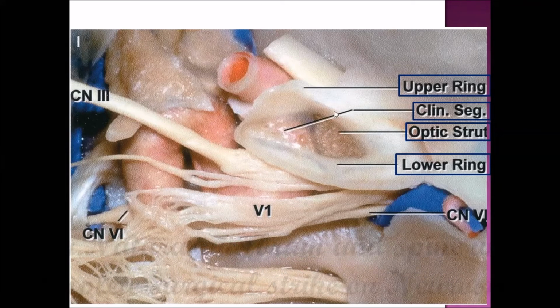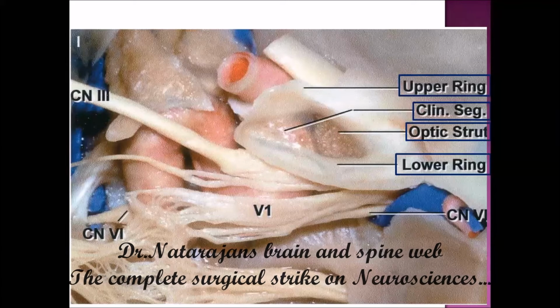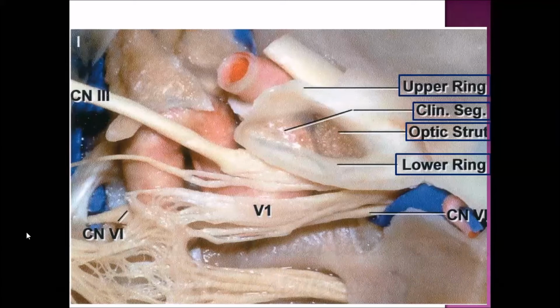Once the ACP, the anterior clinoid process, is drilled, what you see is the optic strut, and then the clinoid part of the ICA. This is the clinoid segment of the ICA, and this is the optic strut. The optic strut is a structure which separates the optic canal from the superior orbital fissure. Here is the optic nerve, which enters the optic canal, and here is the superior orbital fissure. The optic canal and the superior orbital fissure are separated by this optic strut.